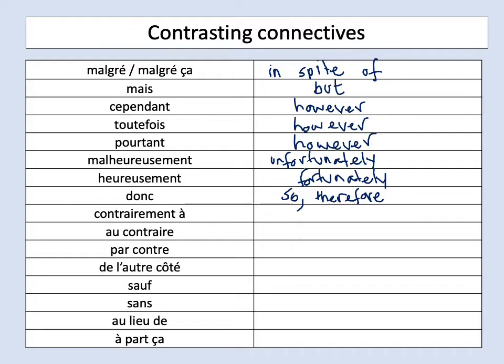This one's maybe a new one, but I think you can probably work it out. These two are newish: contrairement à, and then au contraire. They both just mean on the contrary, so the opposite of anything. So, on the contrary.